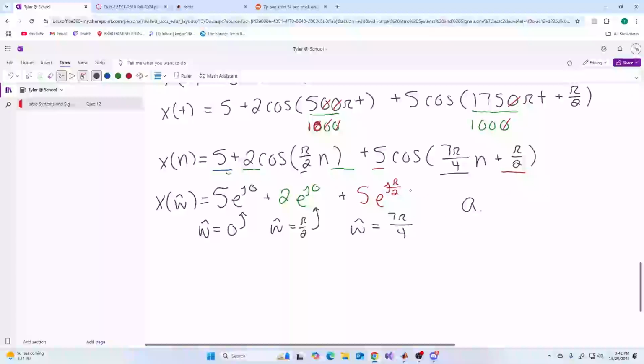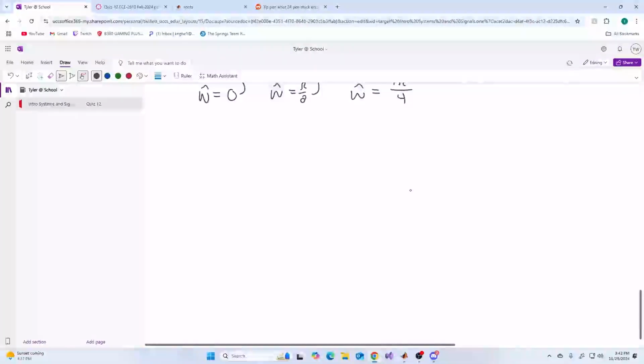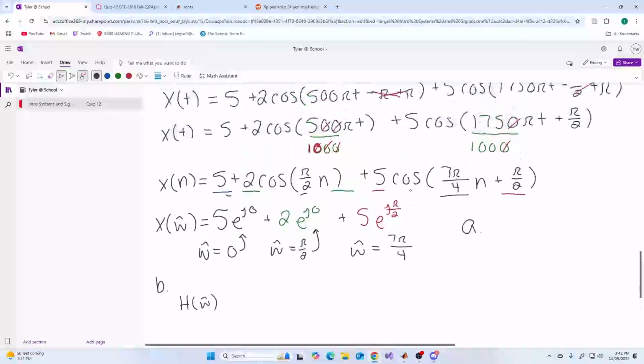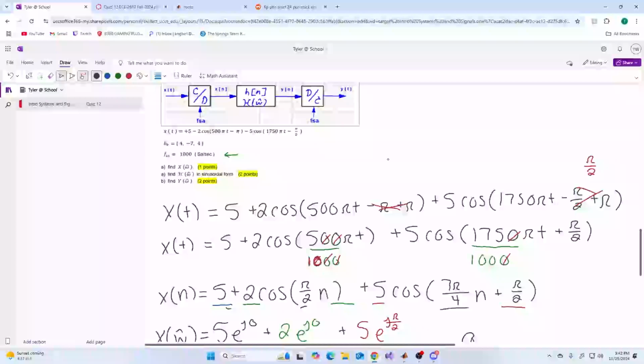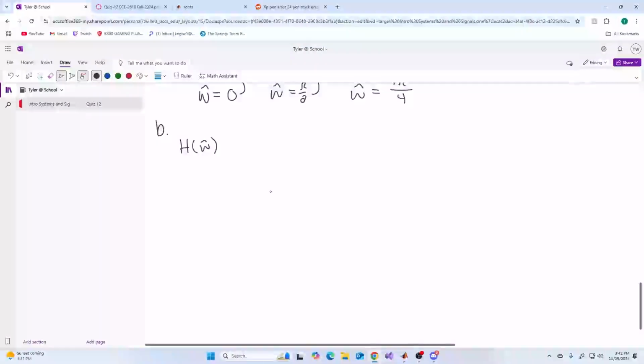Now, when you look at part B, what does part B say? B says I need to find H sub W hat. How do I go about that? If we look up a little bit higher, we were given our B sub K. So I'm going to take my B sub K's. Let me just erase this really quickly and clean it up.